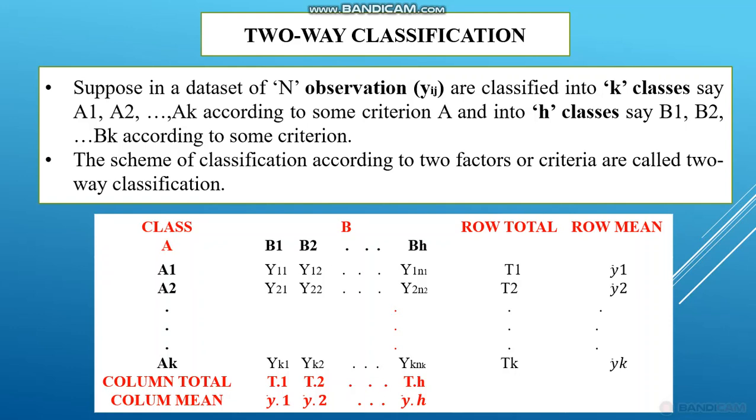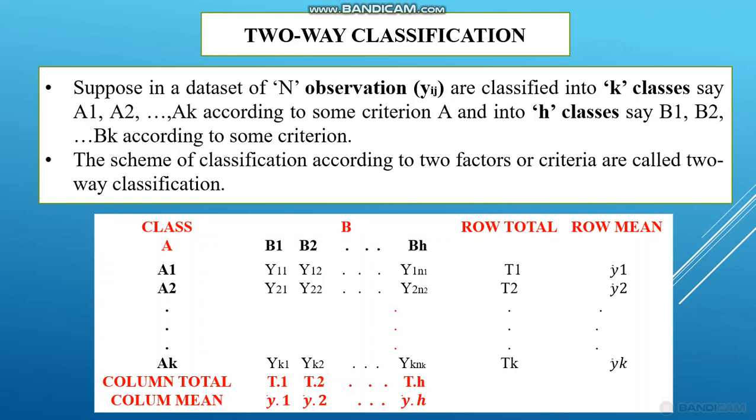In this table you can see the class A. In class A we are having k classes: a1, a2 and up to ak. Similarly in class B we are having h classes, b1, b2 and up to bh. So in the two-way classification we will have row total and column total.